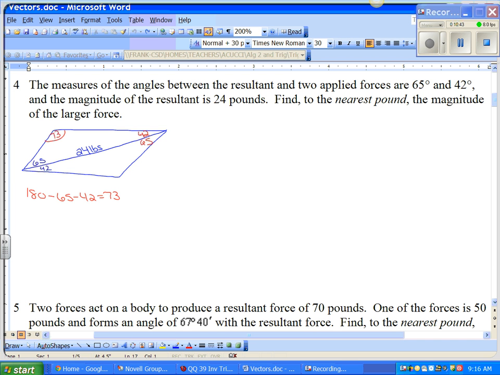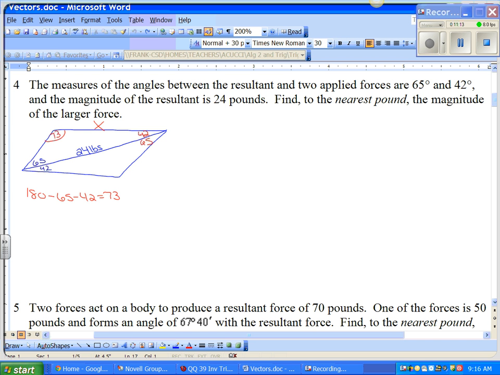The magnitude of the larger force. How do I know which one's the larger force? I know by looking at which one it is, but how do you guys know? Opposite the larger angle. Good. Which one's my larger angle? 65. So opposite my larger angle, we'll call it x. Larger side is always opposite the larger angle. Okay, so x is what I'm looking for.